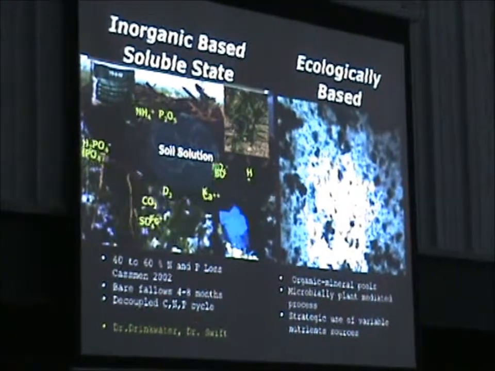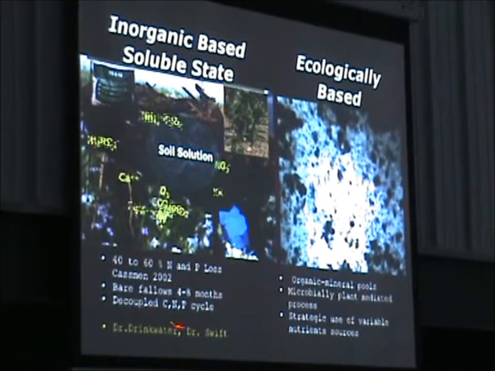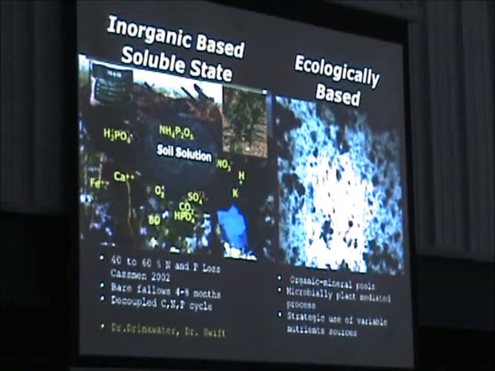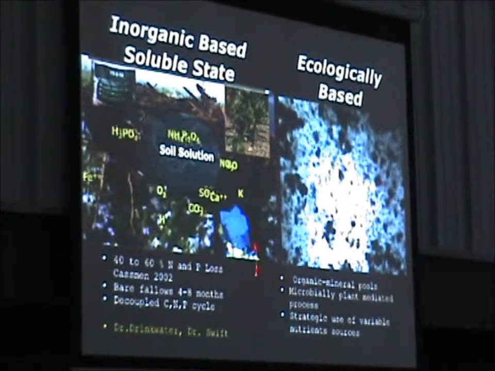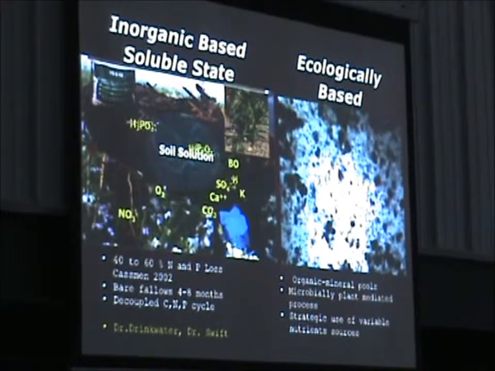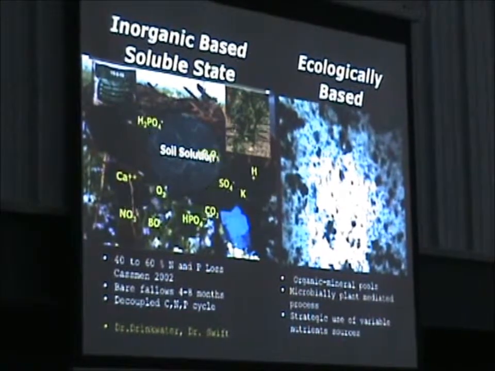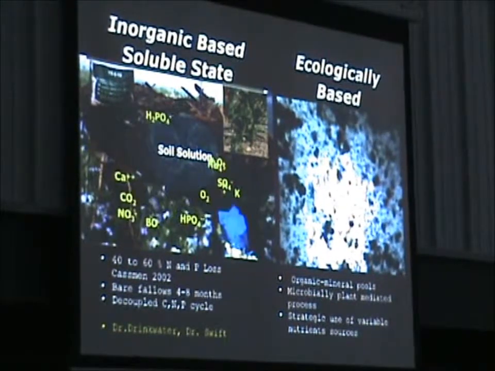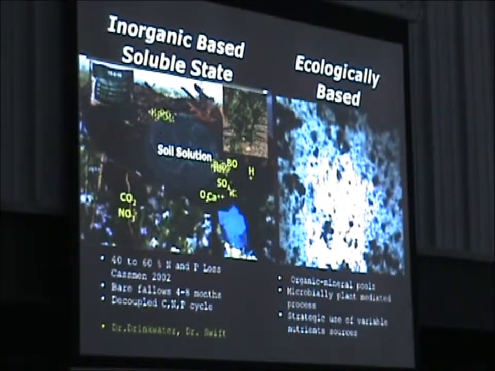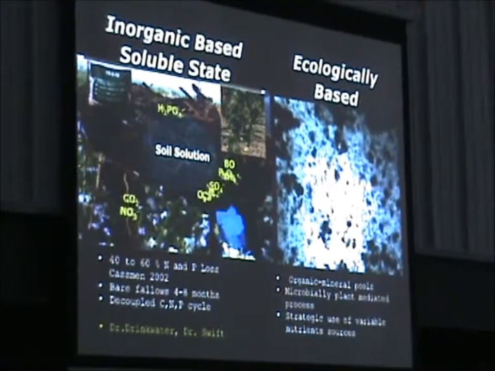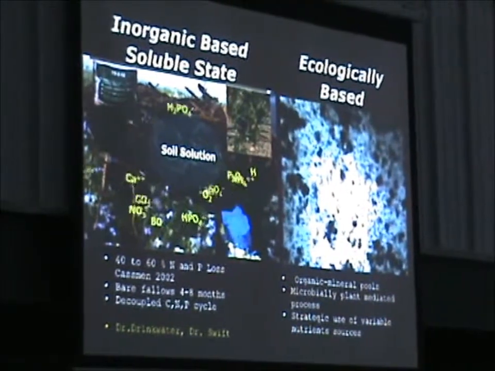In fact, Dr. Drinkwater's research shows 40 to 60% of N and P is lost, quote, Casman, 2002, in this type of system. Our no-till, our nutrient management was based on tilled systems, not no-till systems. The research for the last 50 or 75 years are tilled systems. No-till and conventional are not the same system. Total different animal.